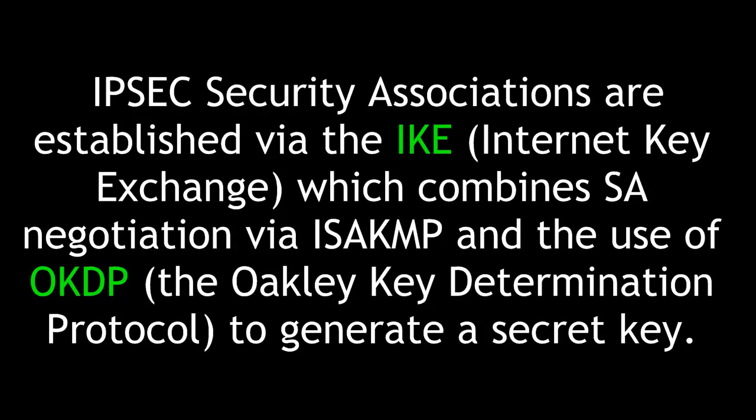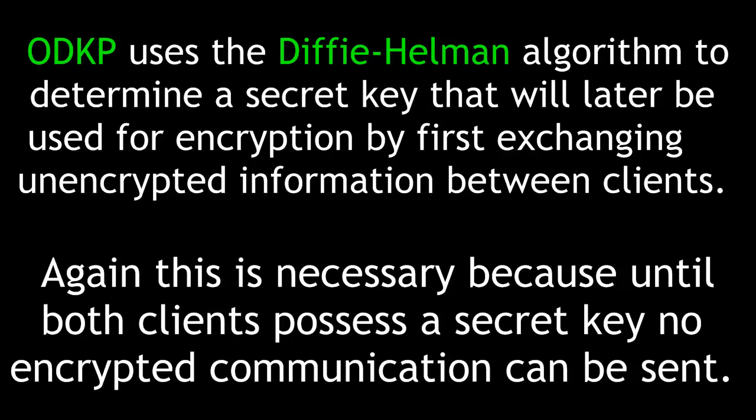IPSec security associations are established via the IKE, that is the Internet Key Exchange, which combines SA negotiation via ISAKMP and the use of OKDP, that is the Oakley Key Determination Protocol, to generate a secret key. OKDP uses the Diffie-Hellman algorithm to determine a secret key that will later be used for encryption by first exchanging unencrypted information between clients. Again, this is necessary because until both clients possess a secret key, no encrypted communication can be sent.